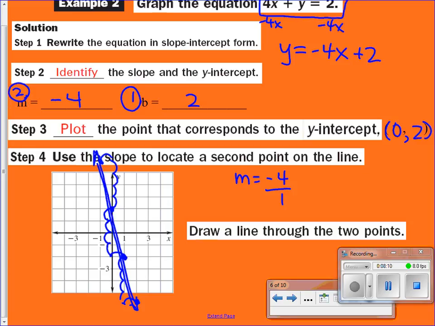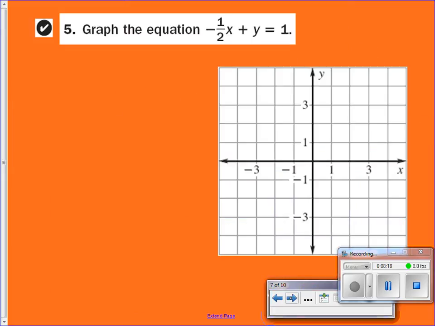We plotted the y-intercept first, and then from our y-intercept, you count the slope. Plot the y-intercept first, and then count the slope. So let's do that again. If you don't need it, fast forward. I'm going to get y by itself by adding 1/2 x to both sides. And my slope-intercept form is y equals 1/2 x plus 1.